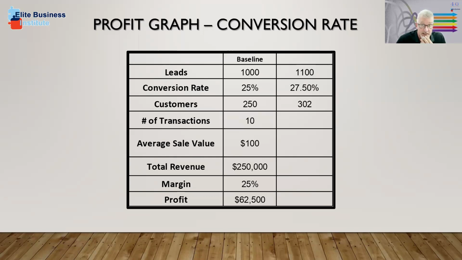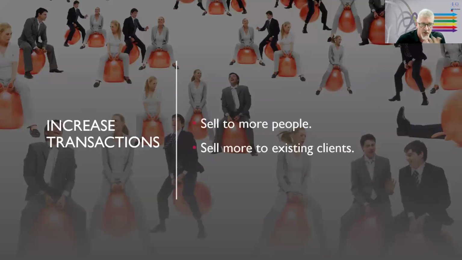So the next thing is the number of transactions. Well, there's really only 2 ways to increase your number of transactions. That is to sell more things to more people or sell more things to your existing customers. That's really it. So if you've got a number of products that naturally lead one from the other, once someone's bought from you once, you should be able to start talking to them and selling them the next product. It's always easier to sell more to people who know, like, and trust you because they've bought from you once than get a new person.